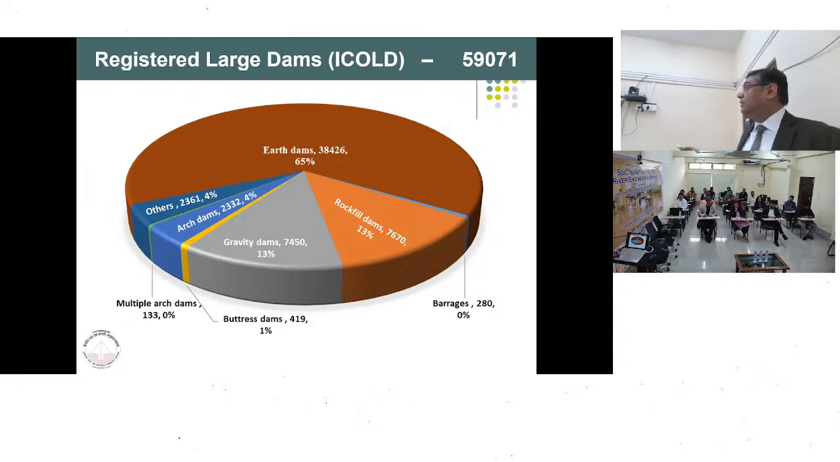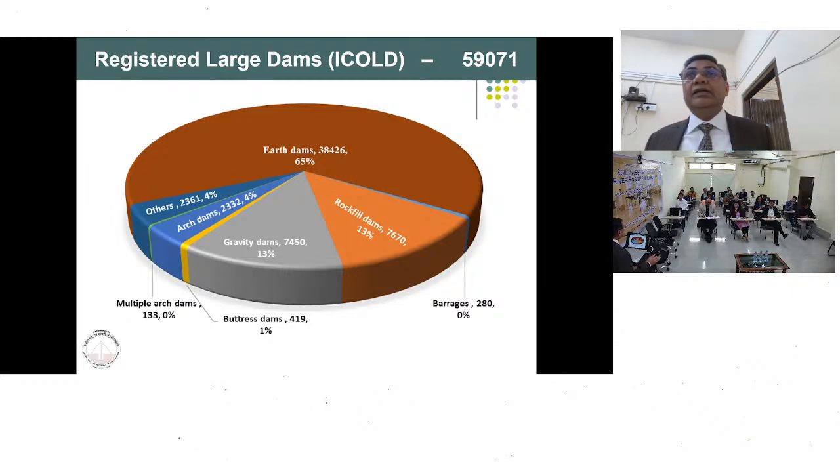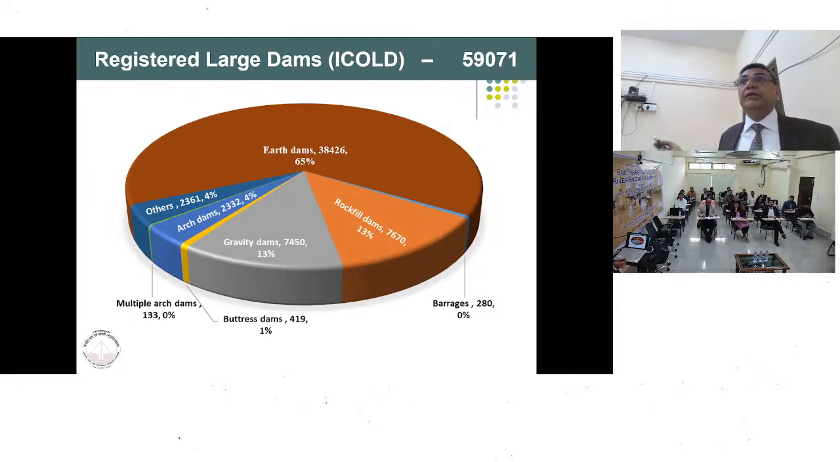And if we see the classification of different types of dams built the world over, we will see that the major types of dams built worldwide are earthen dams, followed by rock-filled dams, gravity dams, arch dams, and other types of dams.